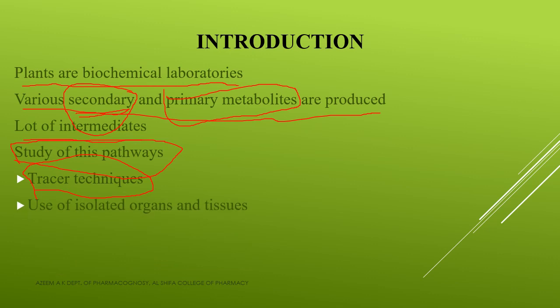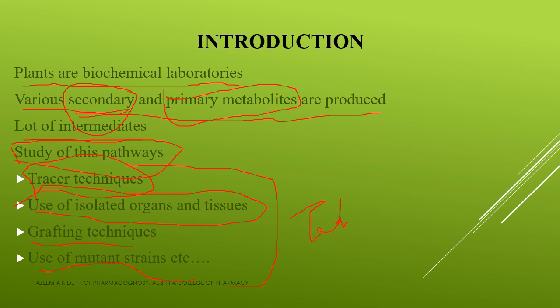Clear? Now, apart from tracer techniques, some other techniques are also helpful in the investigation of biogenetic pathways, and they are the use of isolated organs and tissues, then the grafting technique, and lastly the use of mutant strains. So these are the different techniques that are used in the investigation of biogenetic pathways.